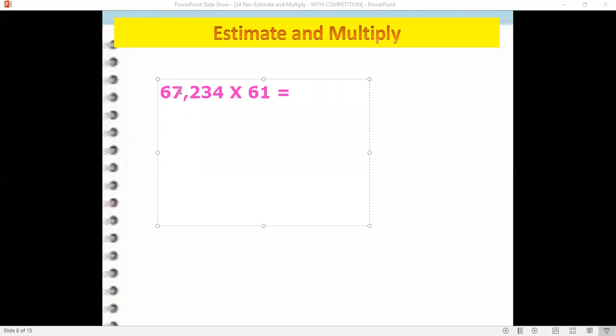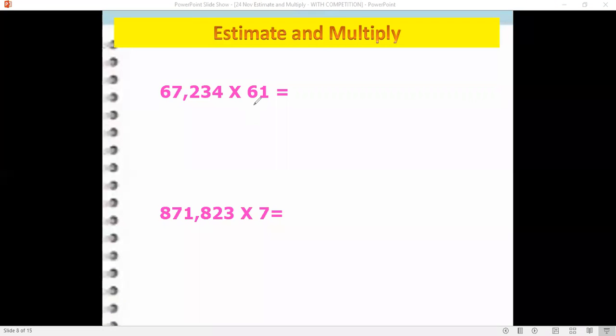Okay, and then, right. So we have 2 digits here. We have 2 digits here. So that means to say we are going to round. So it will become what? 60, correct.